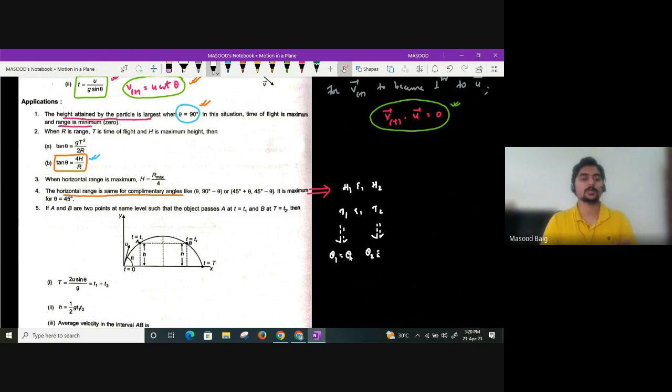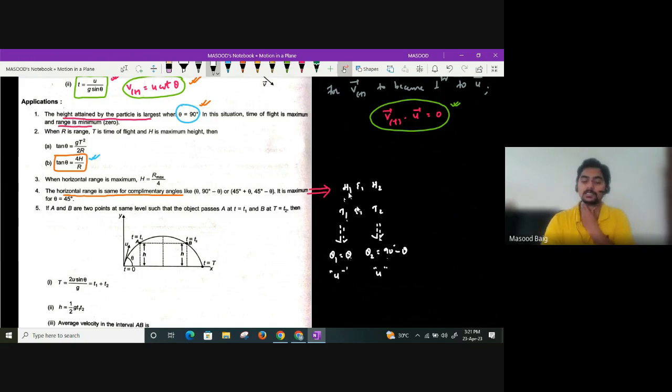What is the meaning of complementary angles? The sum of the two angles should be 90 degrees. Then such angles will be called complementary angles. So what should the theta 2 value be, beta? 90 minus theta. So if you add both of these, are we going to get 90 degrees or not? So let us say the object is projected with some speed u at an angle theta, maximum height is h1, time of flight is t1. When it is projected with the same speed u, but at an angle 90 minus theta, maximum height is h2, time of flight is t2.